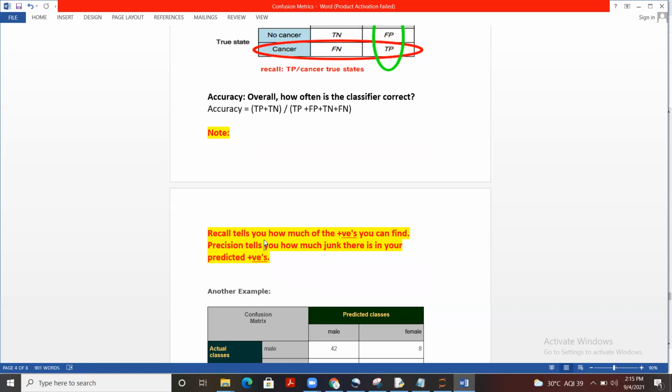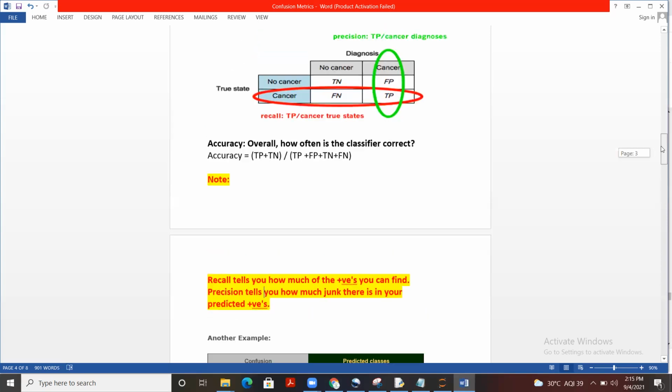But you have wrongly predicted some other items as well. So there is junk. So precision will tell you how much junk there is in your predicted positives, and recall will tell you how many positives you have correctly predicted and can find. So these two are very important to understand while evaluating classification algorithms. You should be very clear on what precision and recall are.